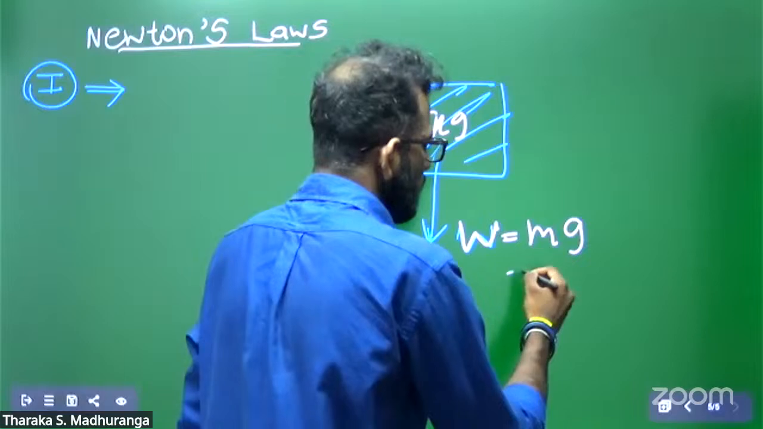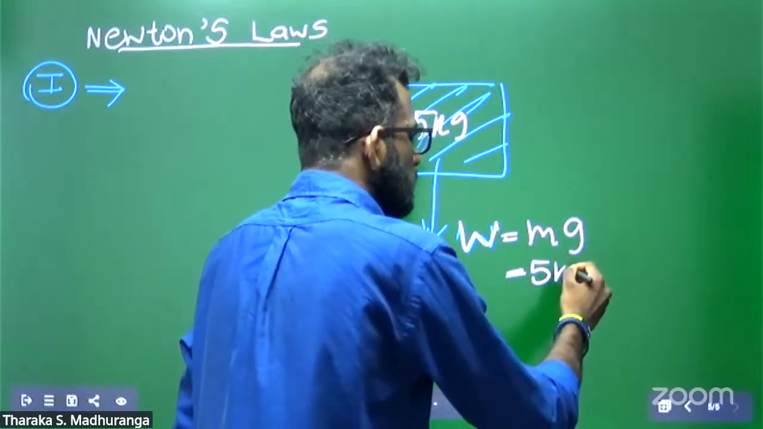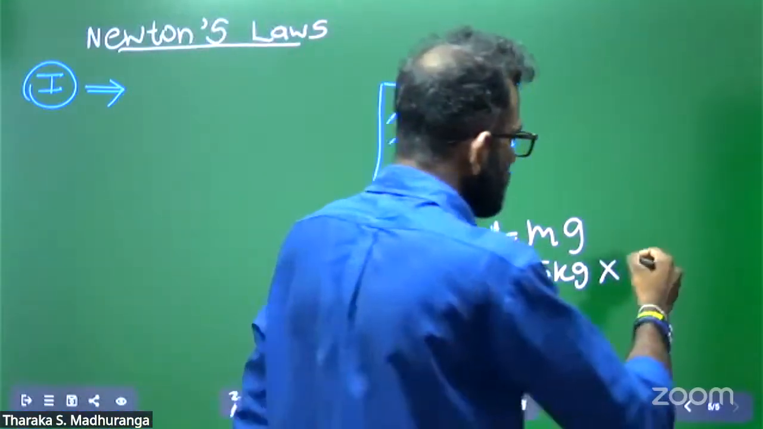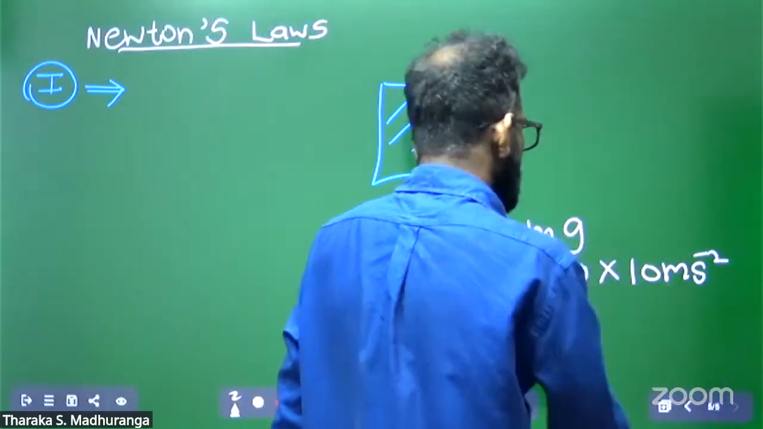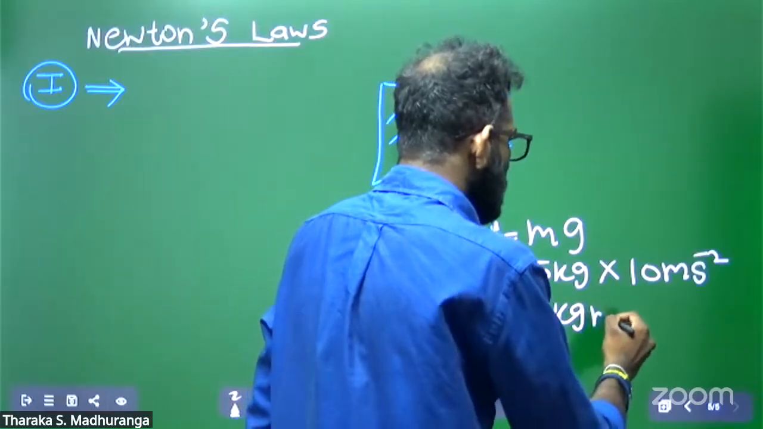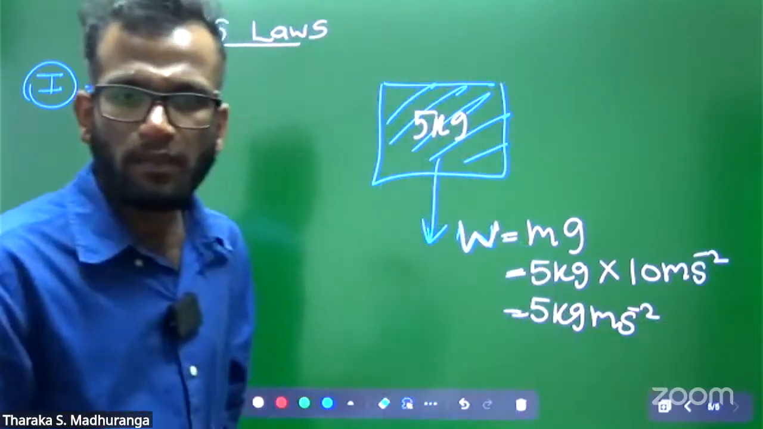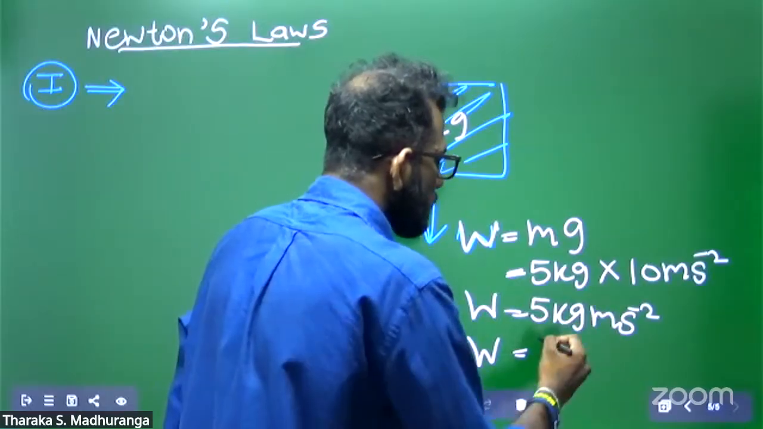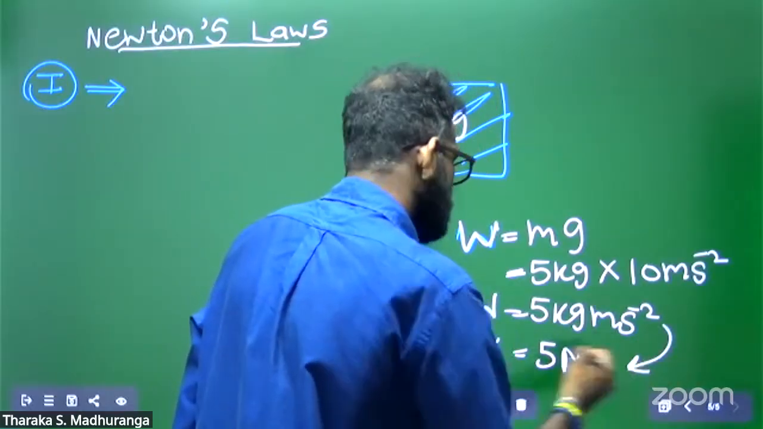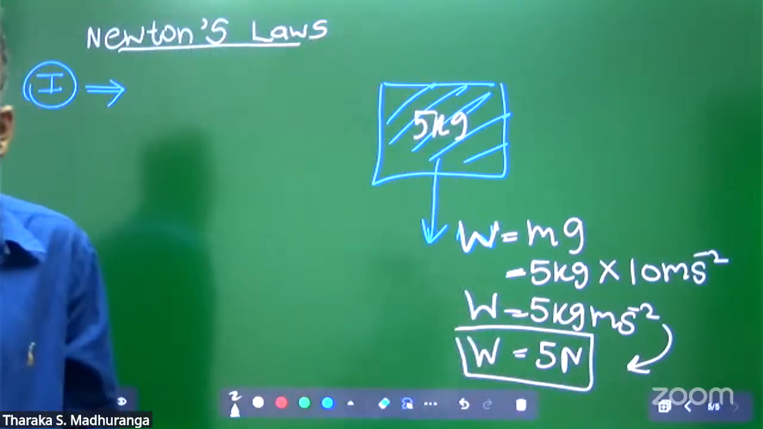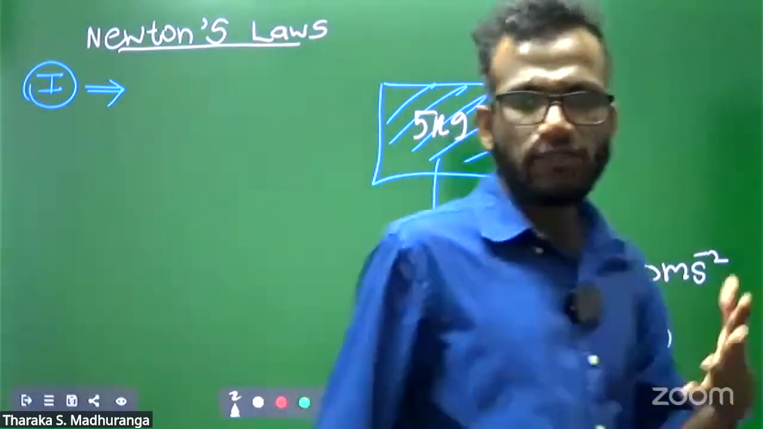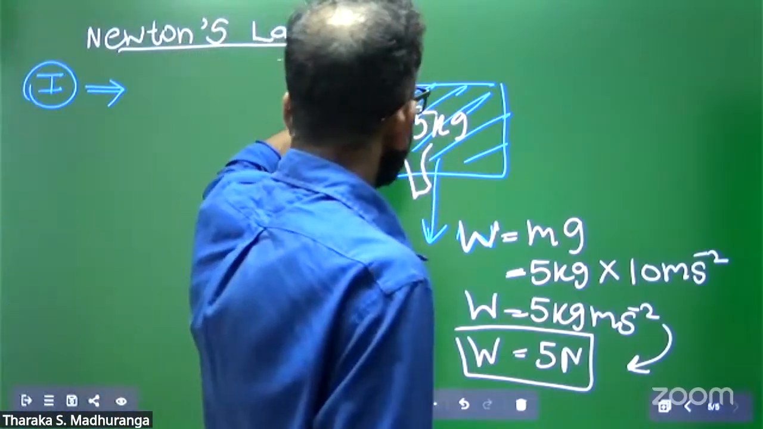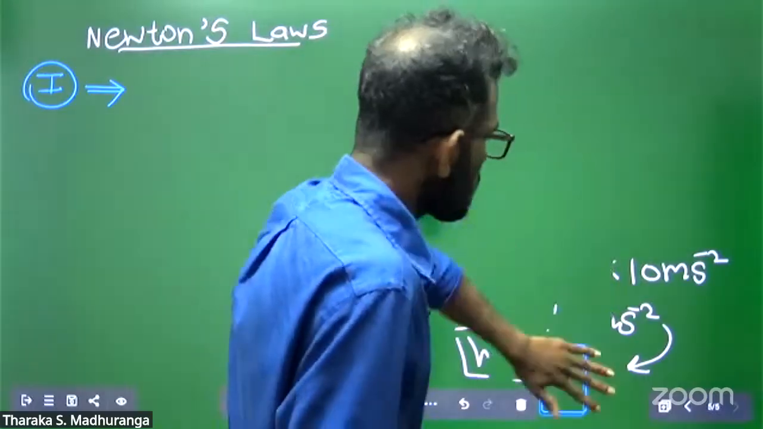Then 5 kilogram times gravitational acceleration. Same as O level, we consider the gravitational acceleration as 10 ms minus 2. Then 5 kg ms minus 2 is the answer. Then the weight we call 5 Newton, out of respect for Newton. Understood? After we discuss Newton's laws, you can get the full solution for these questions.